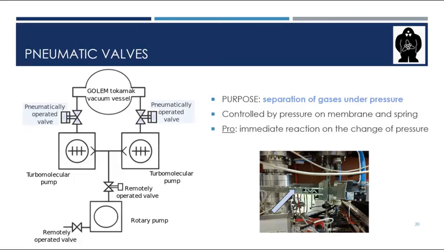Another crucial part of the vacuum system is pneumatic valves. Their purpose is to separate and to control gases under pressure. They are controlled by a diaphragm spring mechanism, which I'll show in a second. This mechanism allows for a much quicker reaction of the valves than mechanical valves would allow.